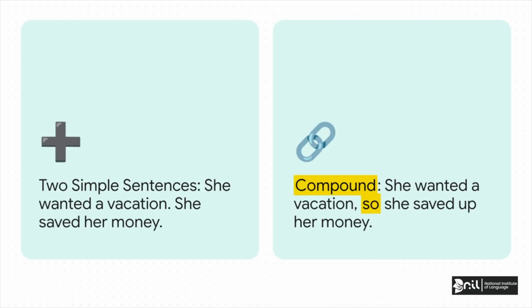Look, let's see it in action. You could write, "She wanted a vacation." Period. "She saved her money." Period. It's fine, but a little robotic, right? Now watch. Let's connect them with the word "so." "She wanted to go on vacation, so she saved her money." See that? Suddenly, it's not two separate facts. It's a little story. It has cause and effect. That one little word gives it flow and logic.